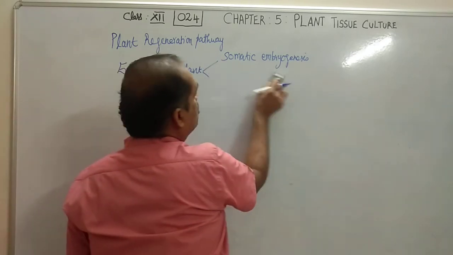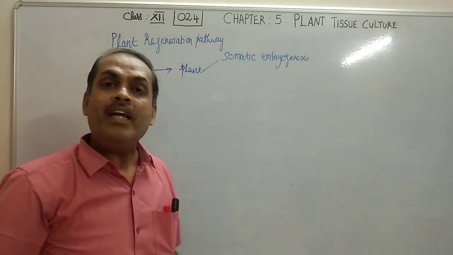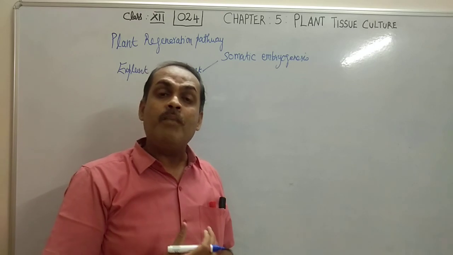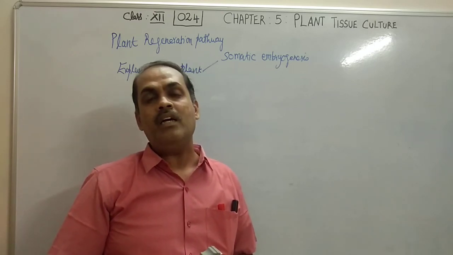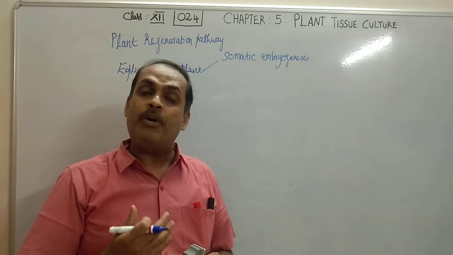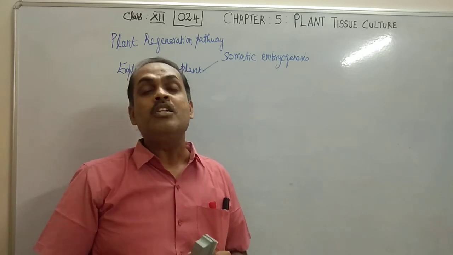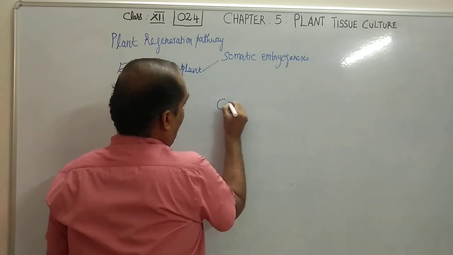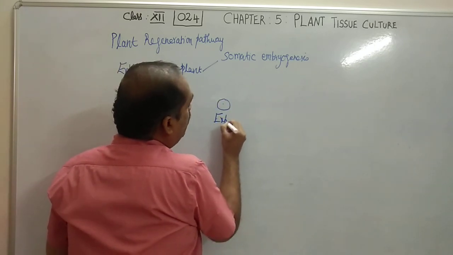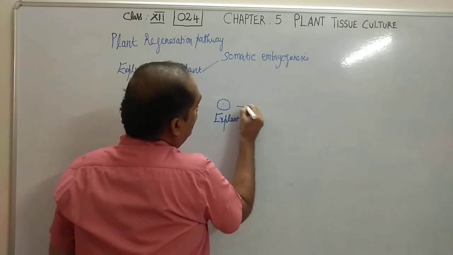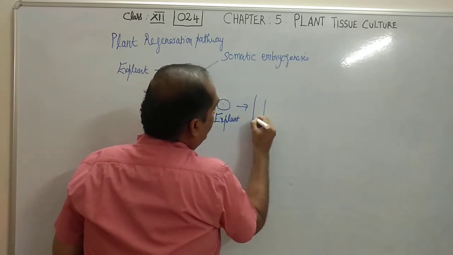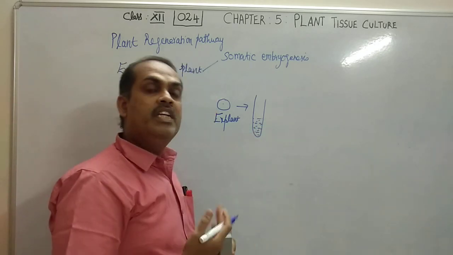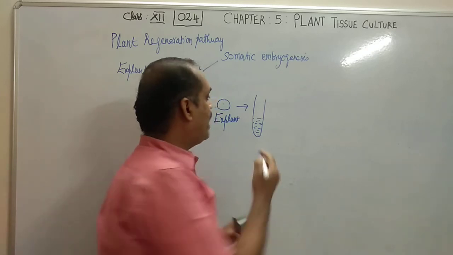Now first we will take somatic embryogenesis. Somatic embryogenesis is nothing but development of the embryo directly from the callus, called somatic embryos, and the process of production of somatic embryo is called somatic embryogenesis. Now first one is the explant. When this explant is placed in the nutrient medium, it can be any medium: MS medium, Gamborg medium, Nitsch medium, White medium, or any medium can be selected.